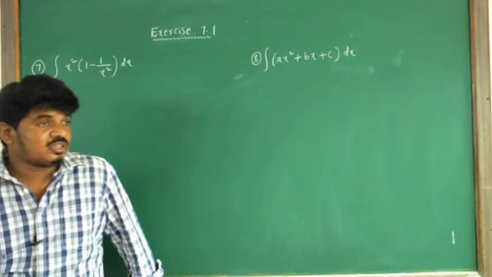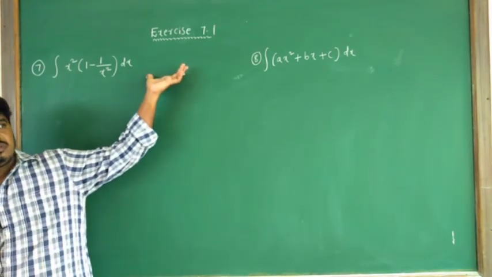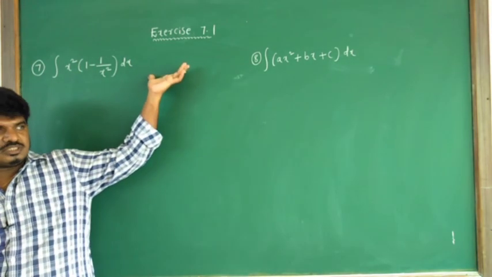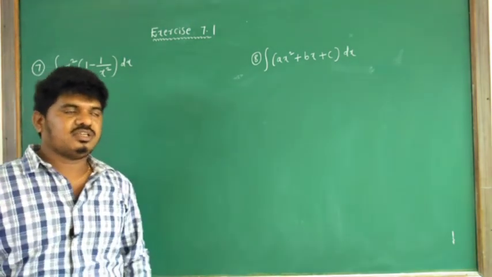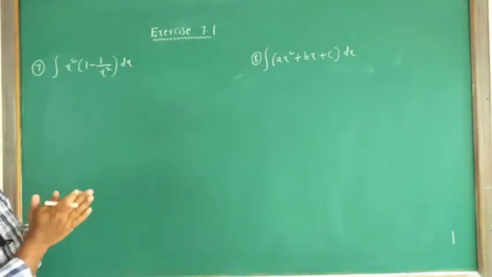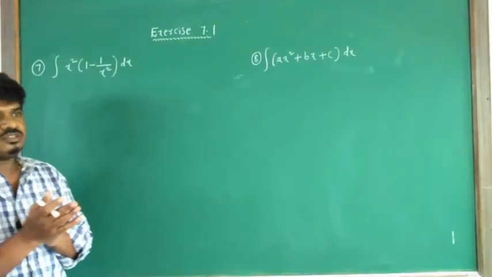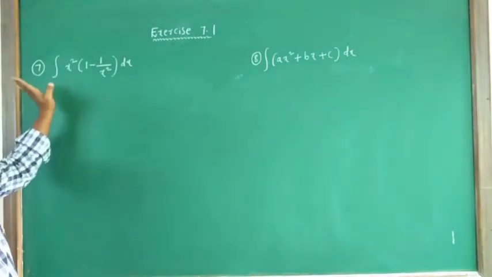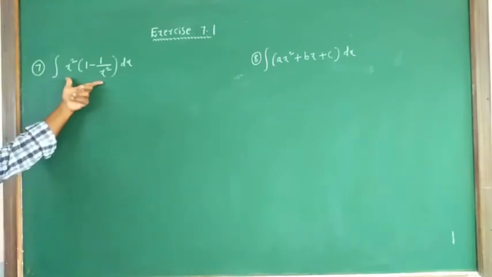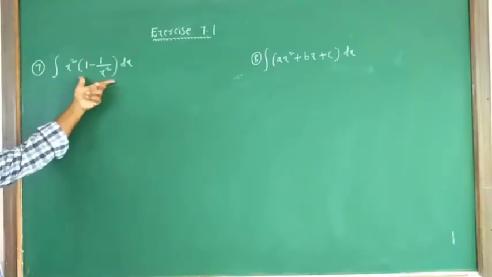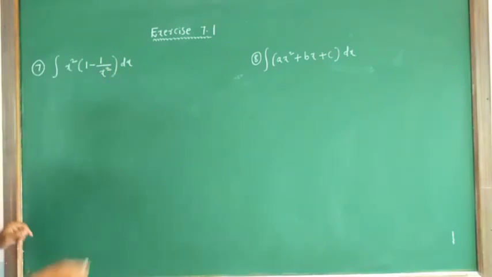Now I am going to start that exercise 7.1. Before going to do this exercise, just to see all the formula of list 1 and list 2. Here I am not going to teach in order, just I am going to start with that 7th problem. Here, what is the integral of x square into 1 minus 1 by x square dx?